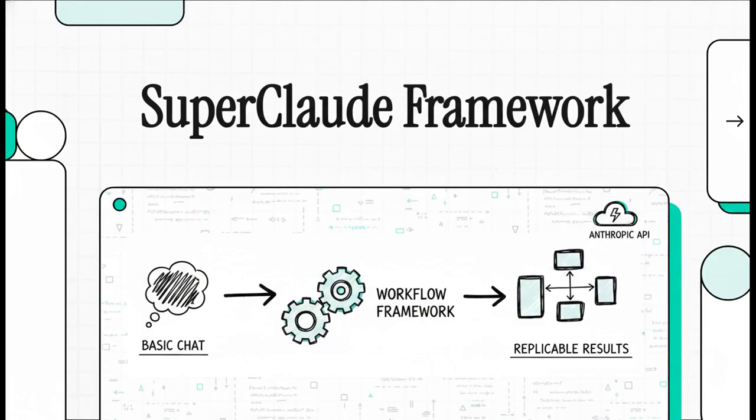We're looking at exactly how to upgrade your standard everyday AI chat into a highly structured, programmatic workflow. To do this, we're using something called the SuperClaude Framework alongside the Anthropic API. Look, if you're a developer and you're trying to get serious, genuinely repeatable results out of your AI tools, you are in the exact right place.